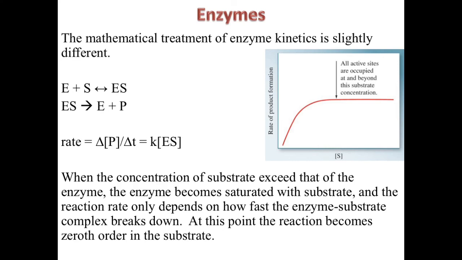And finally, the mathematical treatment of enzyme kinetics is slightly different. You have the enzyme plus the substrate makes the enzyme-substrate complex, and that's the fast step. And the enzyme-substrate complex then produces the enzyme back, which is the catalyst, and the protein, or the product. The rate equals the change of the product with time, which equals the rate constant times the enzyme-substrate complex. When the enzyme-substrate complex is saturated with substrate, that is, there's more substrate than there is enzyme, the reaction rate depends on only how fast the enzyme-substrate complex then breaks down. And at this point, it becomes a zeroth order reaction.